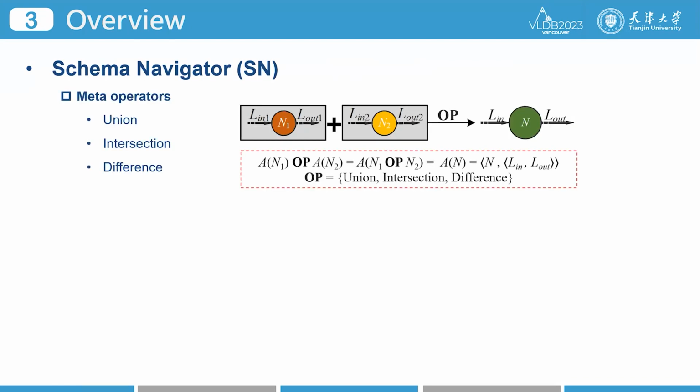The main purpose of the schema navigator is to allow users to better manipulate the KGs by combining the query results to satisfy their different query intentions. There are two types of operators defined in this component. The first type is meta operators applied to atomic graphs, which mainly consist of union, intersection, and difference, which we denote by OP in this slide.